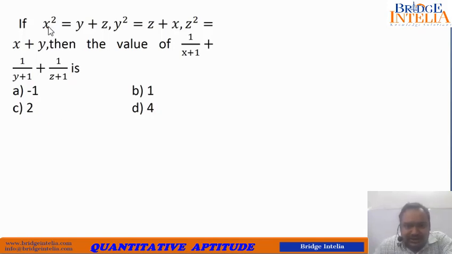So now let's have a look at this one. What is this question trying to convey? Three variables are used. It is being told that x square is equal to y plus z, y square is equal to z plus x, and z square is equal to x plus y.